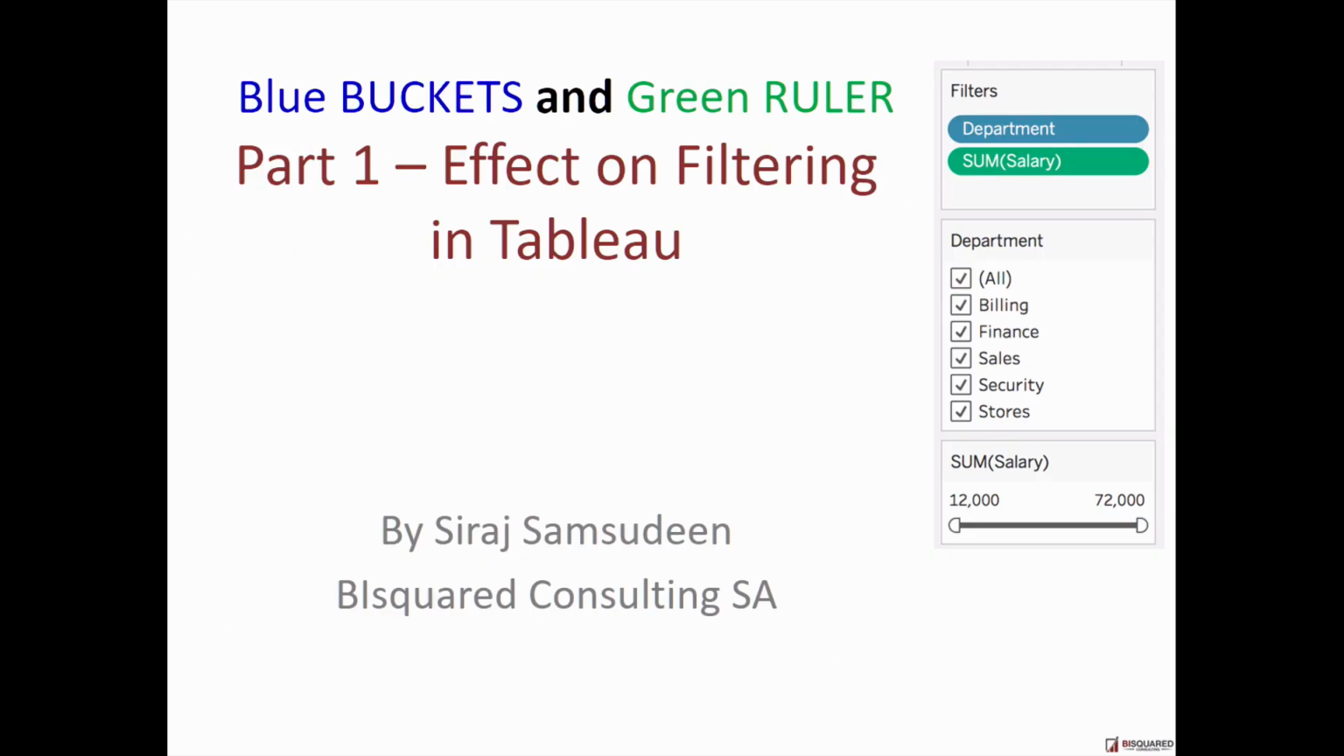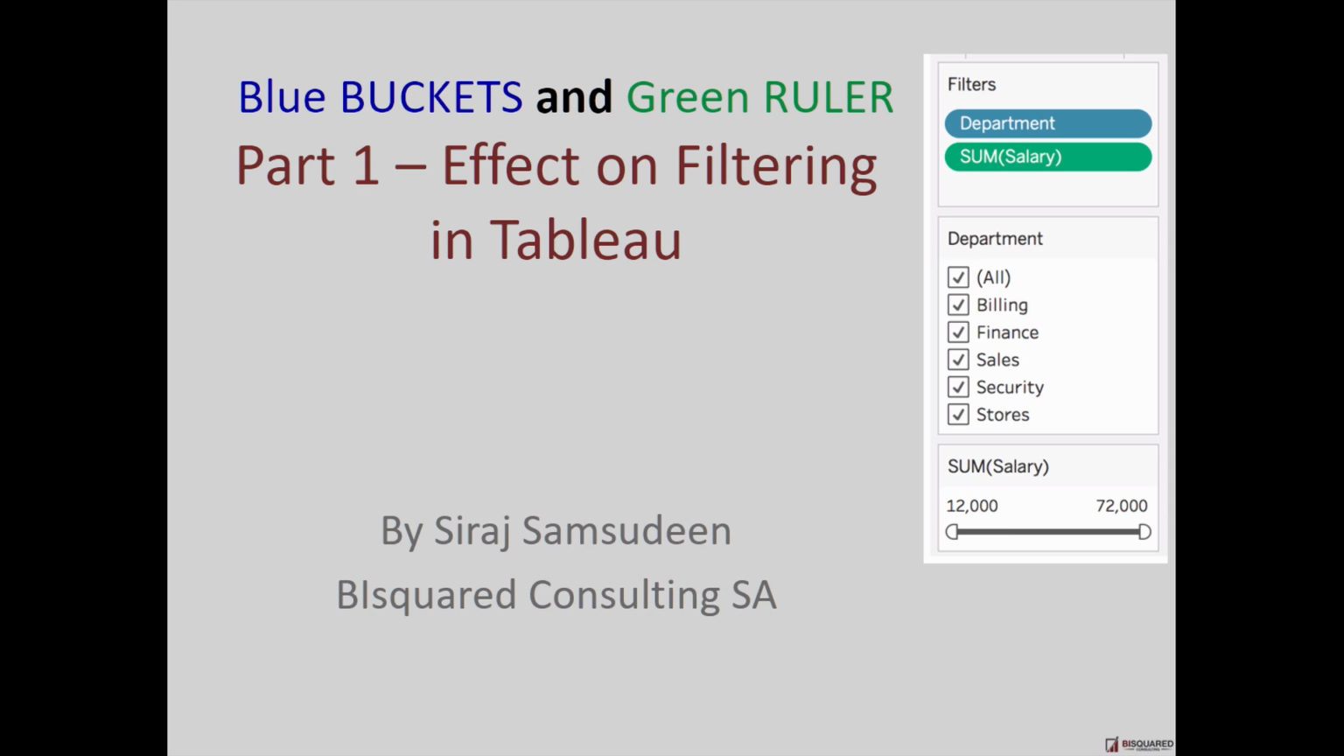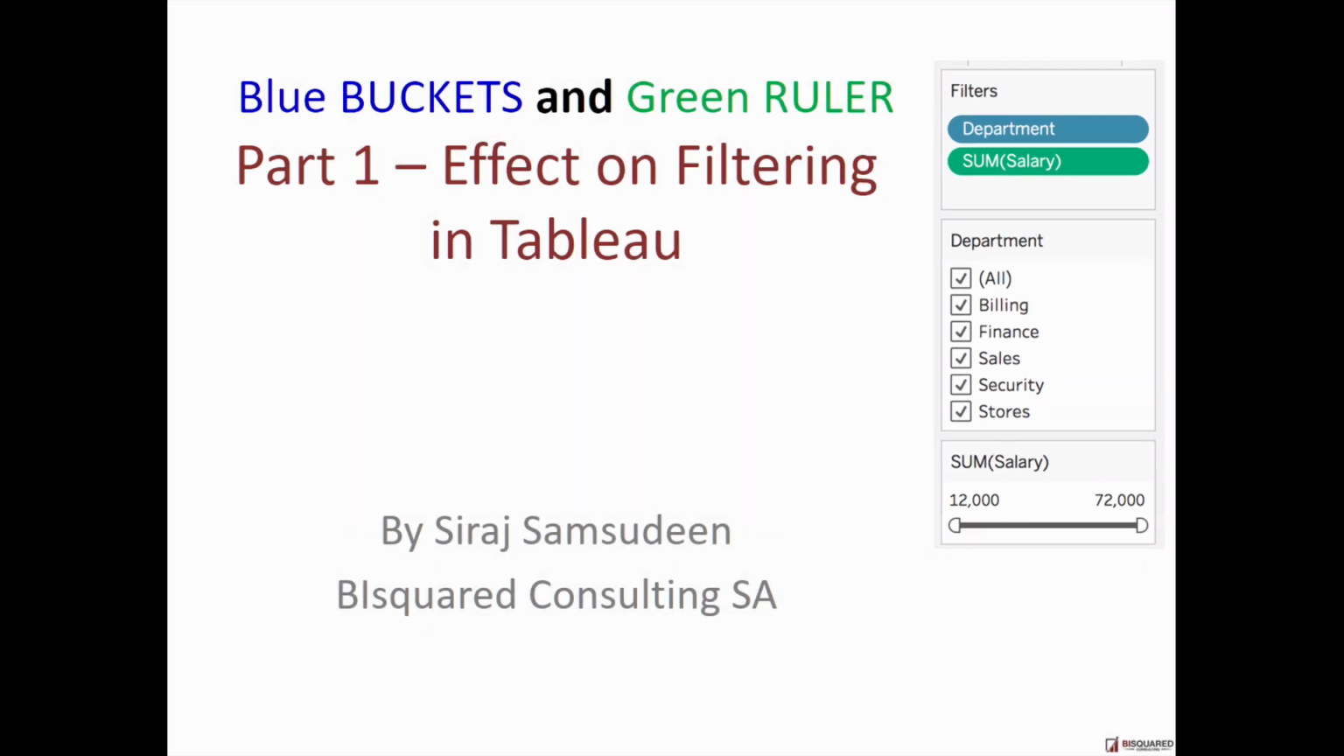So in the next part, which should be part 2 actually, we will look at the effect of blue buckets and green ruler on filtering, because that's the easiest topic. As you can see on the right hand side here, there is a filter on department, there's a filter on a number, which is salary, but these two filters look different. We will explain why and what it means in Tableau. For now, let's finish this video.